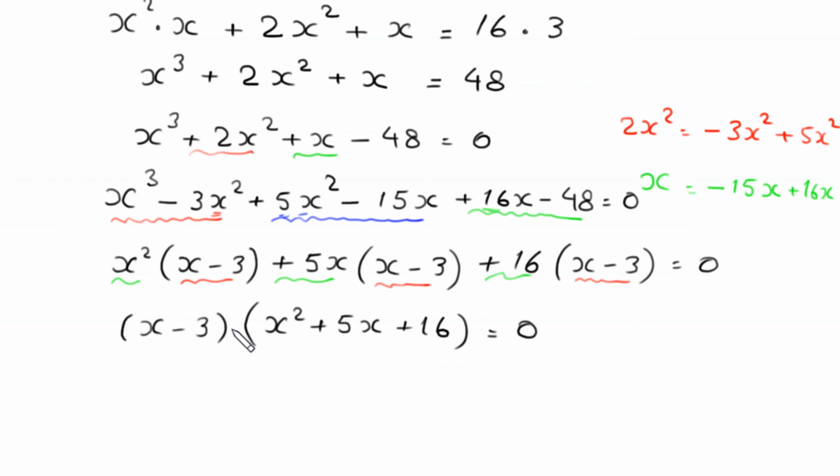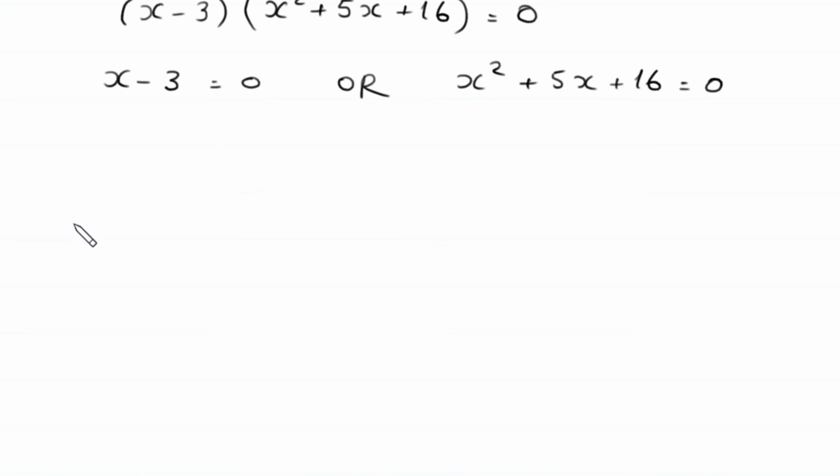And from here either this expression x minus 3 is equal to 0, or this expression x squared plus 5 times x plus 16 is equal to 0. From this equation we get the value of x is equal to 3. This is the first value of x, this is the first solution of this equation. Now this quadratic equation is not factorable, so we solve it by quadratic formula.